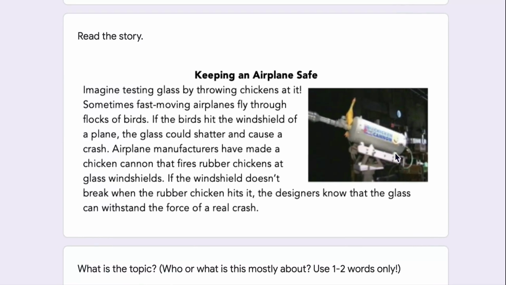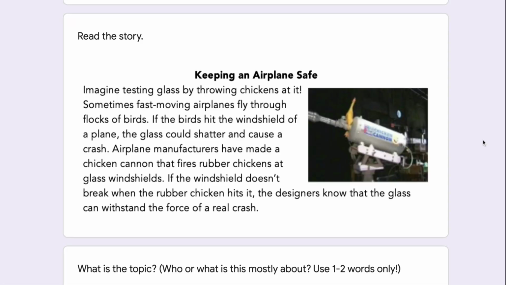And before I read, I know that a really great strategy to use is to look at the picture and the heading. If I'm looking at this picture, it looks like a machine and it's titled Chicken Cannon. Interesting. And it looks like it's kind of got a rubber chicken on it. I also see that my heading is keeping an airplane safe. So I'm going to go ahead and make a prediction that this might be about a machine called the Chicken Cannon that works to keep an airplane safe.